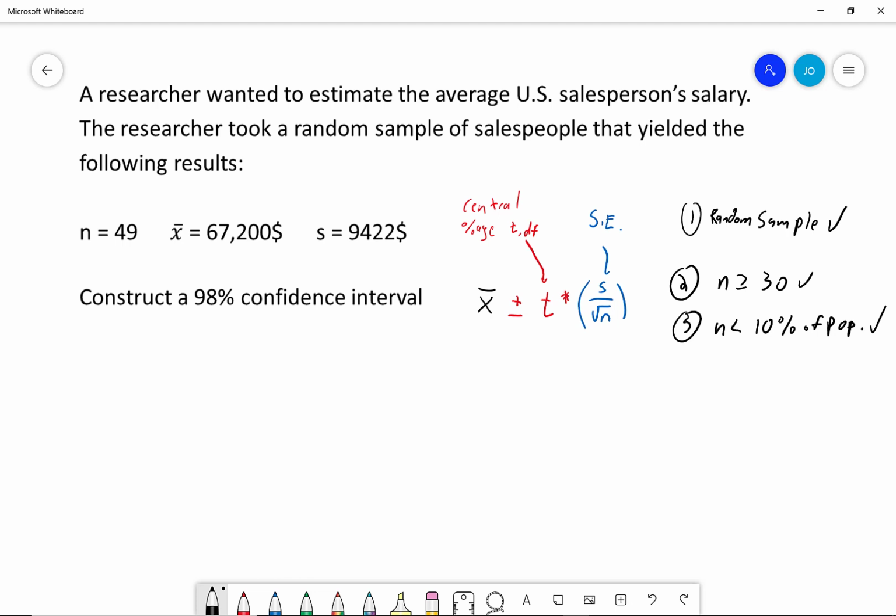We'll take our sample mean, our starting point, our sample statistic, and then we're going to add and subtract a certain number of standard errors. Our standard error in this case was 9,422 over the square root of our sample size. The only thing we really need to find here after given our sample statistics is how many standard deviations we need to go in each direction. And the only way we can do that is by getting our distribution calculator.